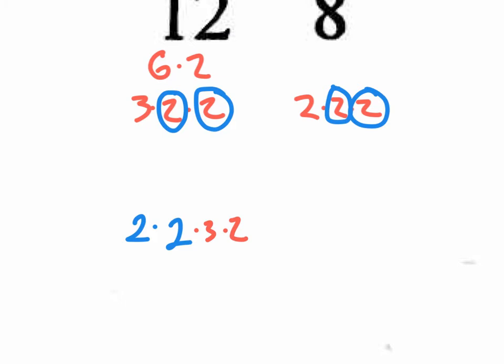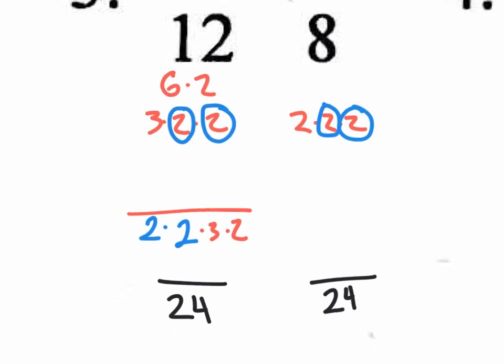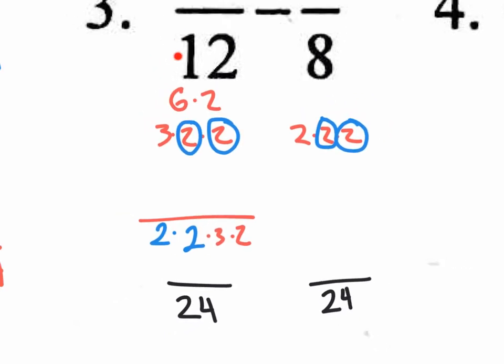So ladies and gentlemen, this is your common denominator, your least common denominator, right? What is 2 times 2? That's 4. What's 4 times 3? That's 12. What's 12 times 2? It's 24. So our LCD is 24. Does that make sense?